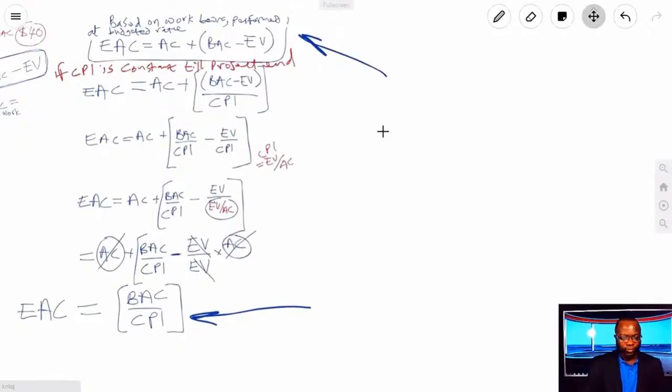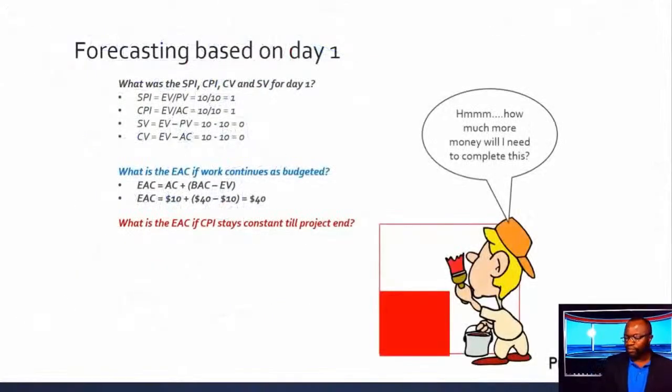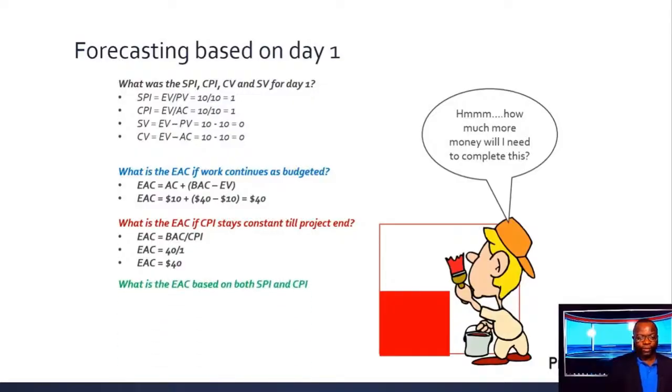So, if we go back to our PowerPoint here, we apply the formula again. We're going to come out with this, $40. And the final formula that often throws people off is this one. What is the EAC based on both the CPI and the SPI? So let me show you that. And let me go to the whiteboard for that.